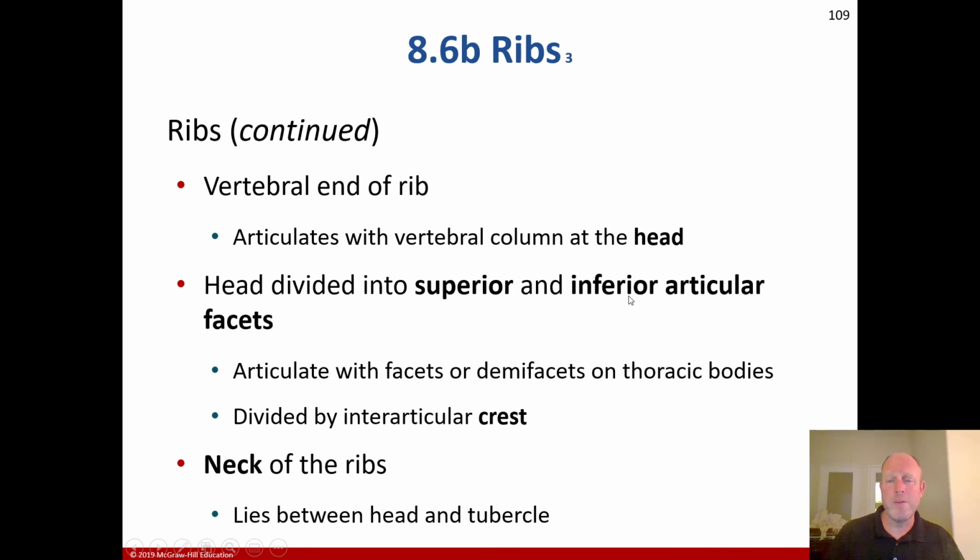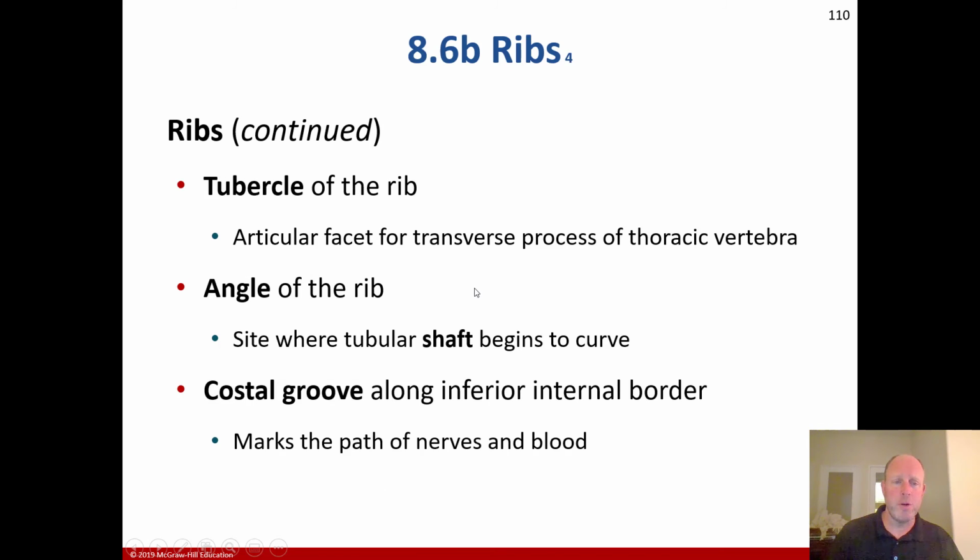The head is divided into the superior and the inferior articular facets. They articulate with the facets or the demifacets on the thoracic vertebral bodies. They're divided by the interarticular crest. The neck of the rib lies between the head and the tubercle. The tubercle of the rib is the articular facet for the transverse process of the thoracic vertebrae. The angle of the rib is the site where the shaft begins to curve. The costal groove along the inferior internal border marks the path of nerves and blood vessels.